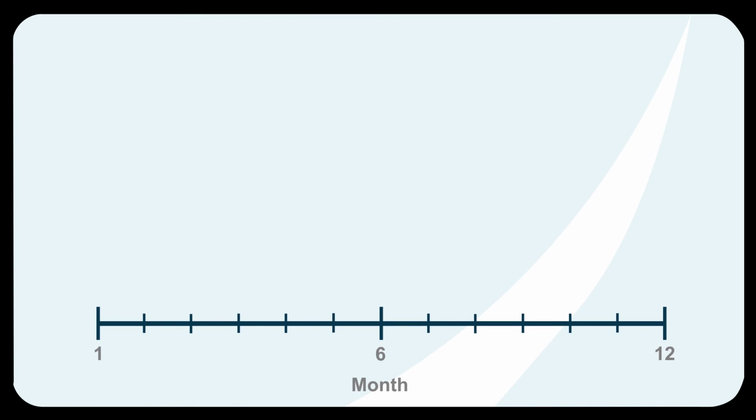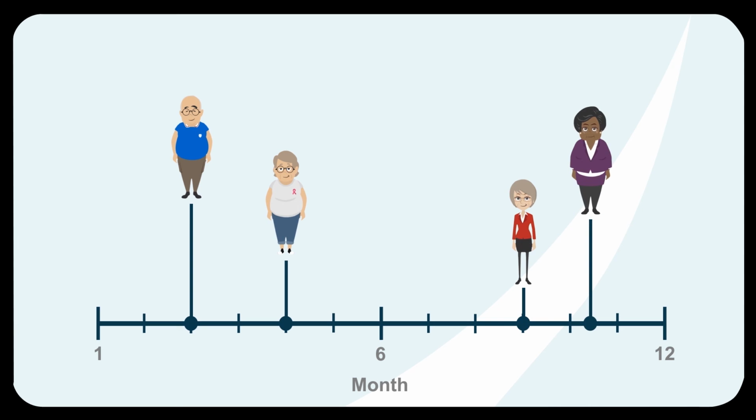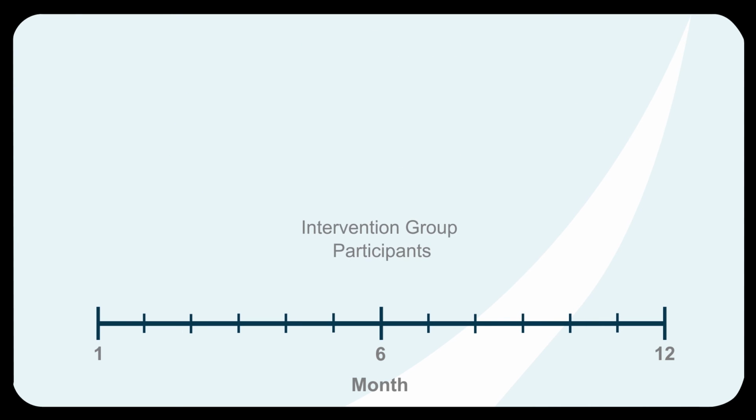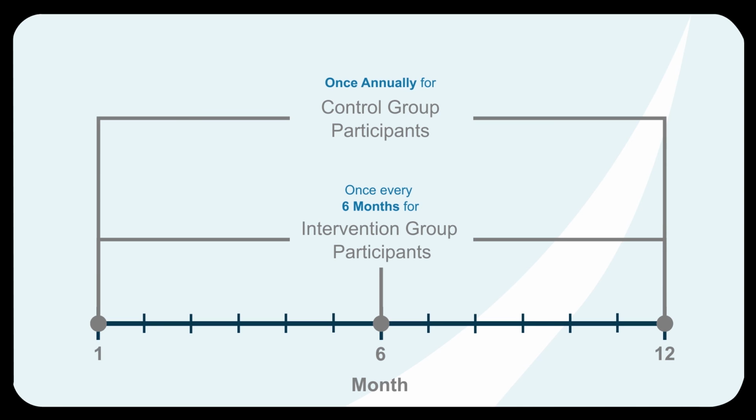Once you have access to the MH Model Data Registry, you can submit patient data for enrollment at any time. But keep in mind, intervention group participants are required to submit new patients for enrollment at least once in every 6-month performance period, and control group participants are required to submit new patients for enrollment at least once annually.